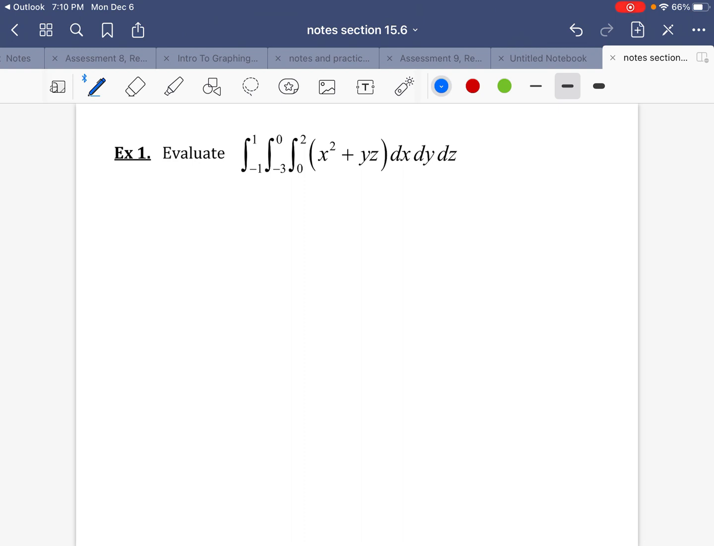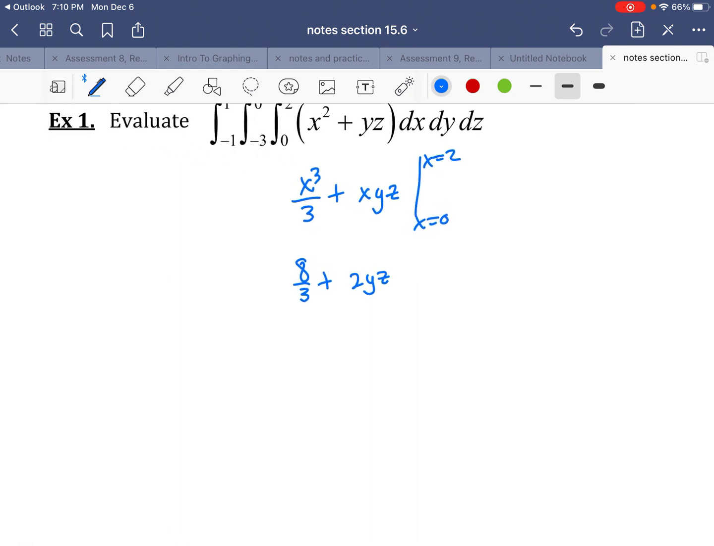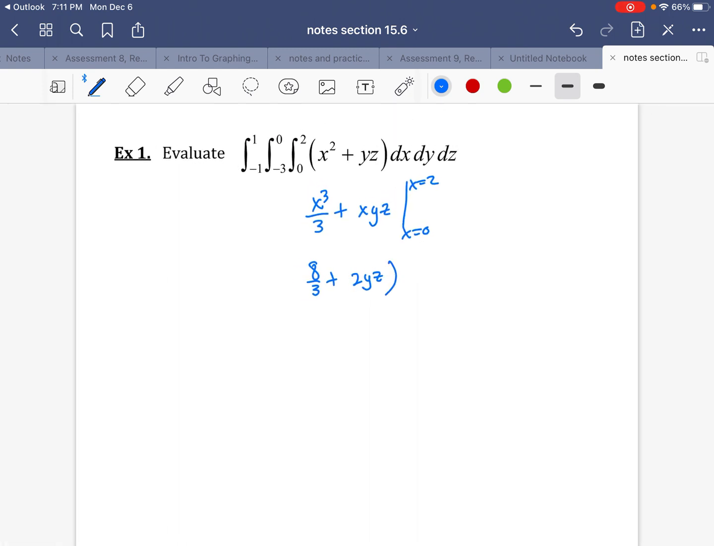So I have to integrate with respect to x first. When I integrate x squared, I get x to the third over 3. And yz is just a constant to me, so it just gains an x. So I have to plug in x equals 0 to x equals 2. I plug in a 2, and I end up getting 8/3 plus 2yz. And when I plug in 0, I get 0, so that's gone. All right, whoops. So I have two integrals to do, dy dz.